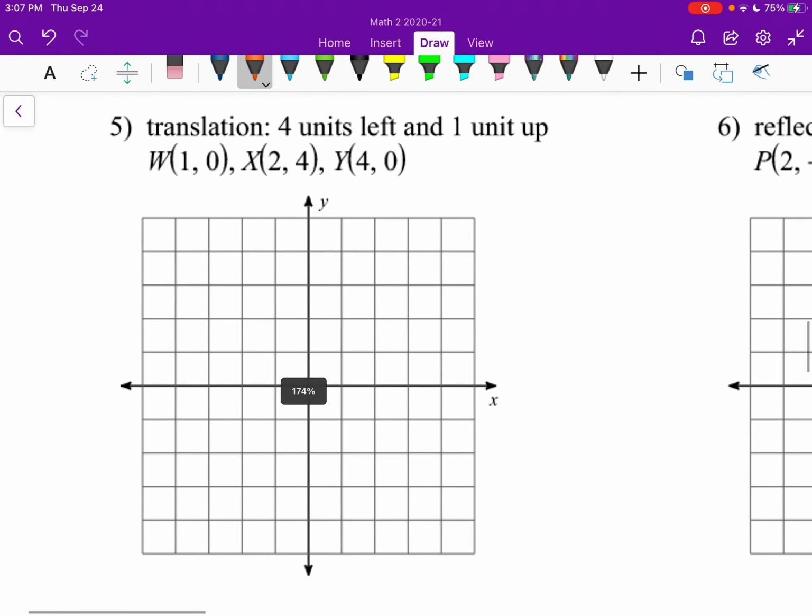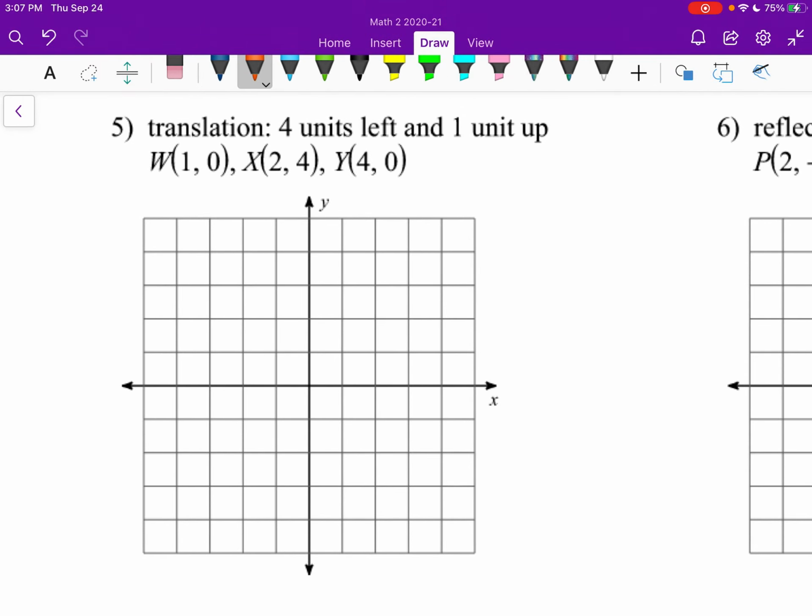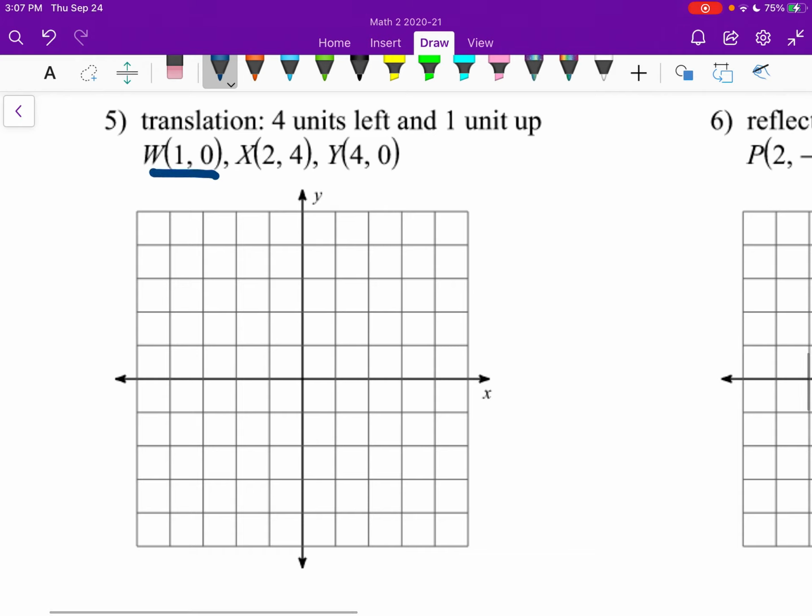Number 5. Now another way that you can do this would be to go here. Let's look at just W to start off with. W is going to be at 1, 0, so I'm just going to put a dot there. I'm not going to label it or anything. And now I'm just going to count. I'm going to count 4 units left and 1 unit up. 1, 2, 3, 4, up 1. And that's going to be W prime.